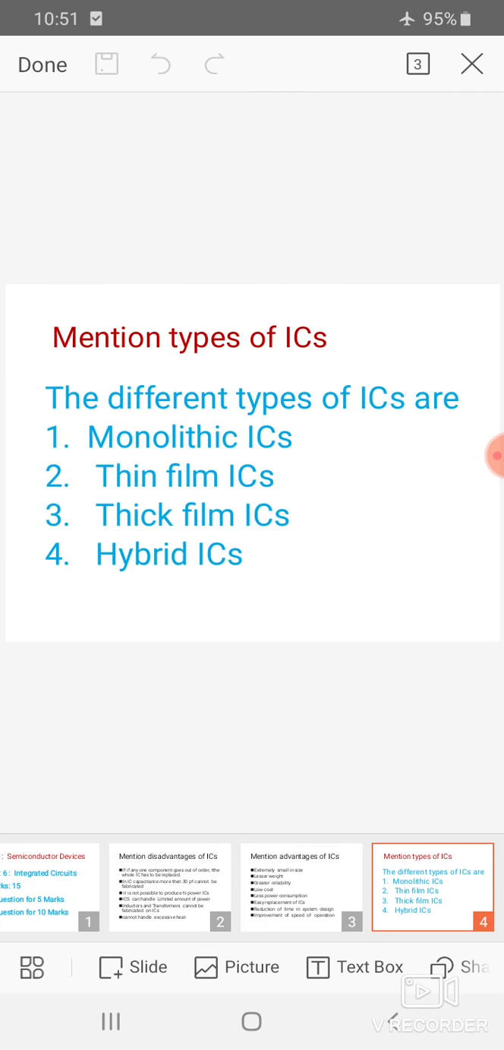Next, coming to the different types of ICs, there are monolithic ICs, then thin film ICs, thick film ICs, and hybrid ICs. These types of ICs you have to remember. This question may be asked for 5 marks.